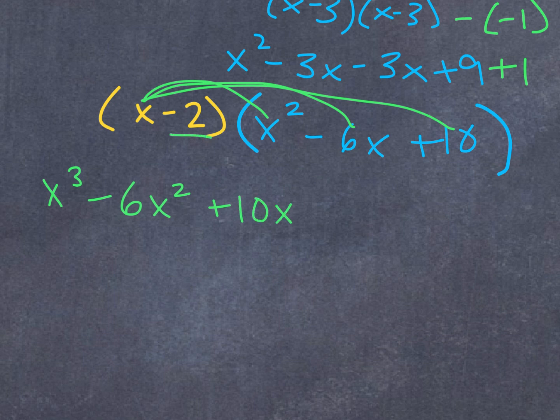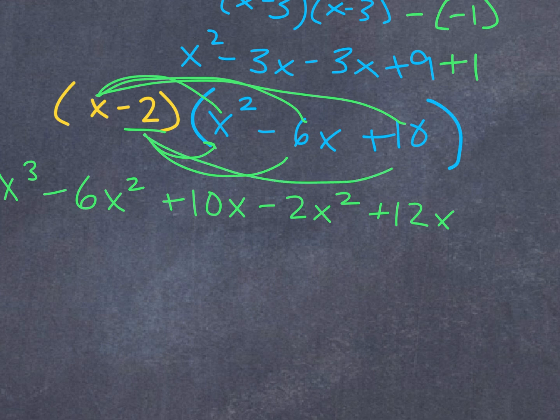Then moving on to negative 2 times x squared would be negative 2x squared. Negative 2 times negative 6x would be plus 12x. And negative 2 times 10 would be negative 20.